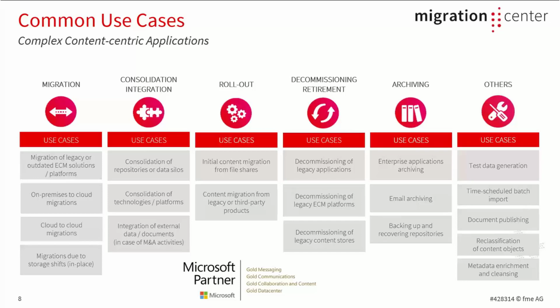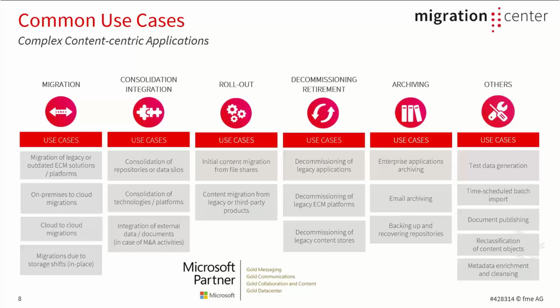But we also do consolidation. So that means consolidation of repositories and data silos. And we also do integration of external data and documents. So that happens a lot when you have merger and acquisitions activities going on. In Migration Center, you can solve a lot of things when it comes to rollout of a new system, also decommissioning and retirement of systems, decommissioning of legacy ECM platforms. But we do a lot of archiving as well. So we do enterprise application archiving, email archiving, and we also do backup and recovering repositories.